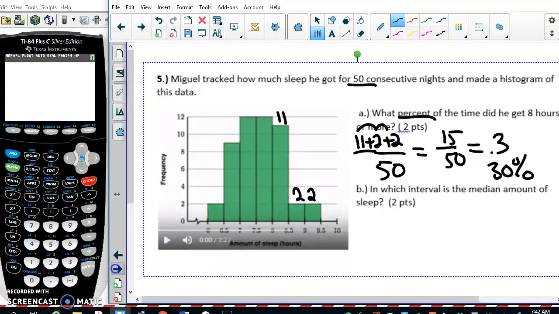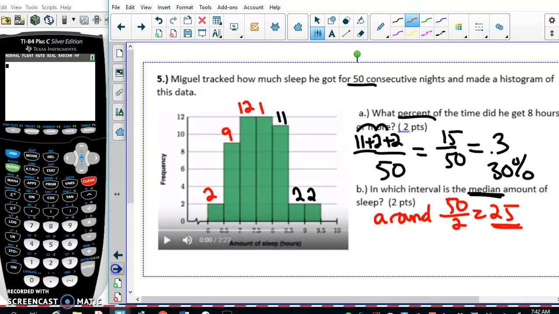Okay, next question. In which interval is the median amount of sleep? So he has 50 nights, so the median amount is going to be around the location 50 divided by 2 or 25. Obviously he can't get 25 hours of sleep in one night, so that's not the answer. You want to come over to your stacks here and see which stack gives us that 25.